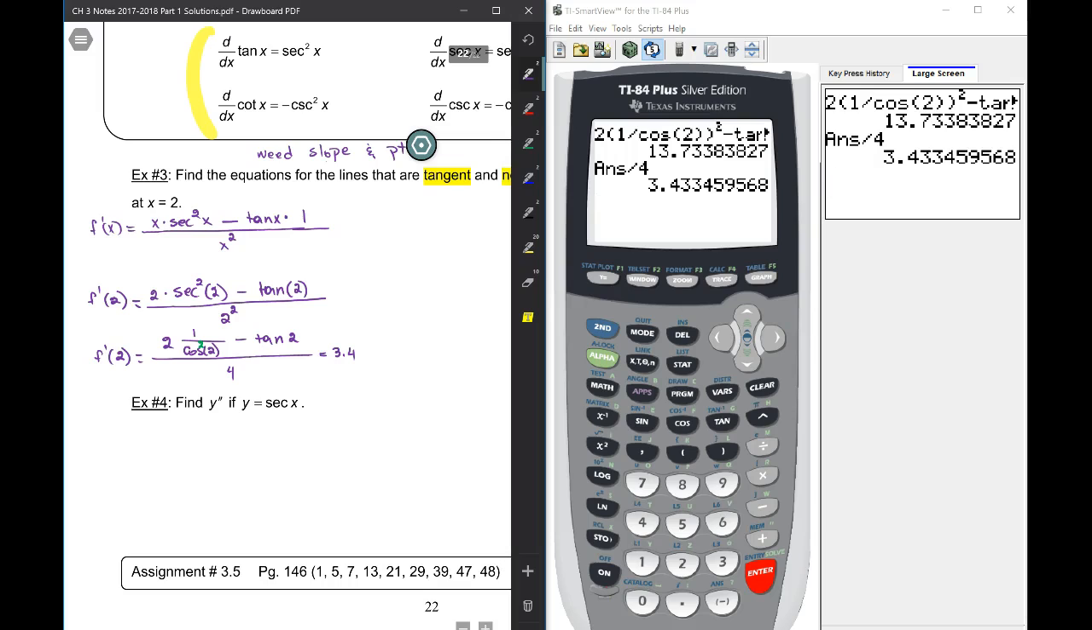You accidentally put the 2 inside. Now you have to put double parentheses at the end. This 3.433, this is the slope of the tangent line.